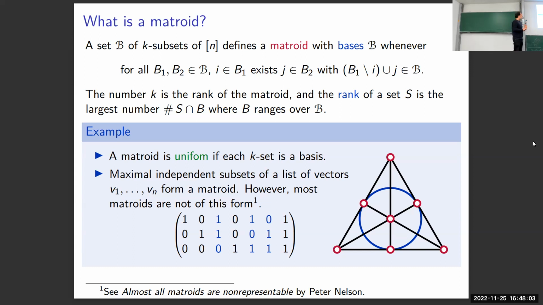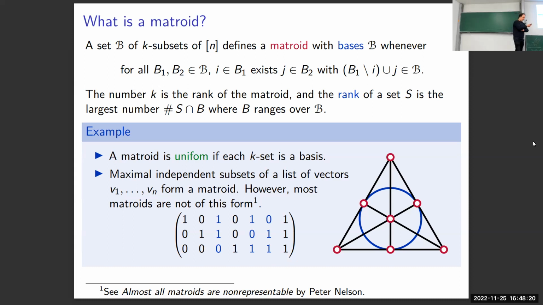And as you are used to, all the terms are actually the ones that you're used to from linear algebra. So we can talk about the rank. This is just the size of the independent sets. A maximal independent set is a basis. And yes, just count this.